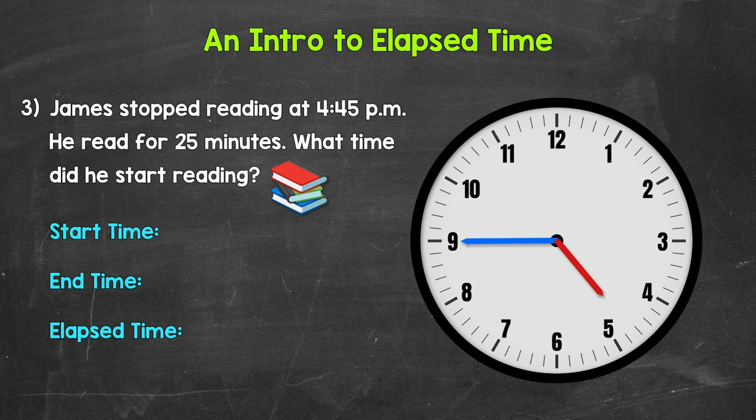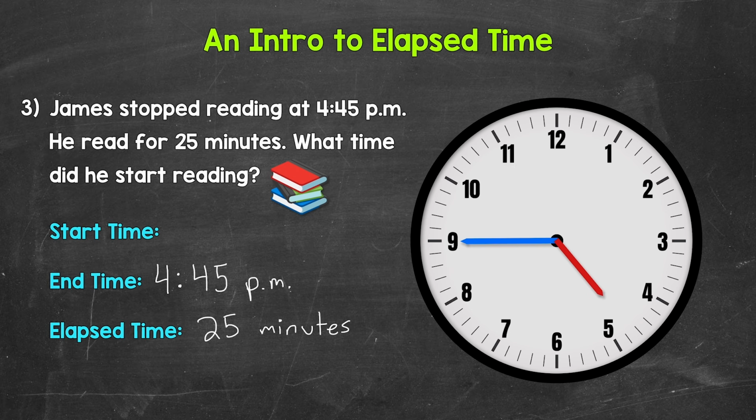Taking a look at number 3, we have James stopped reading at 4:45 p.m. He read for 25 minutes. What time did he start reading? So here we have our end time, 4:45 p.m., and then our elapsed time, 25 minutes. That's how long he read for. We need to figure out the start time. So we're actually going to work backwards using the clock.